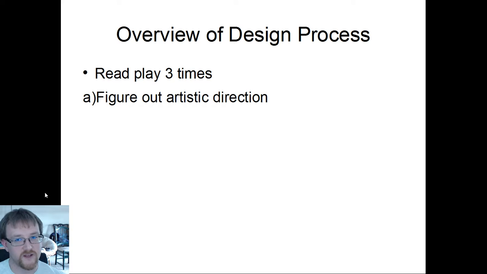The next one is figuring out artistic direction. This is usually done by the director. For example, if the director decides you are doing Shakespeare and they want that Shakespeare to be steampunk, that would be your artistic direction.